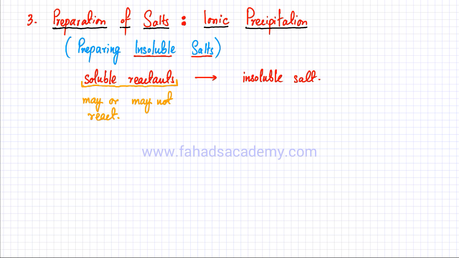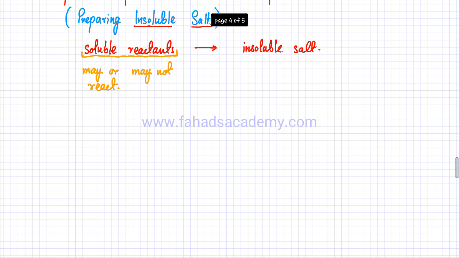And this would be another equation in acid, base and salts that we will discuss just after a few moments. So we're going to take two soluble reactants which may or may not react together, but they must be soluble, and they're going to produce an insoluble salt. So how is that done? I'm going to describe the first case, which is, let's think of two soluble reactants which react together.